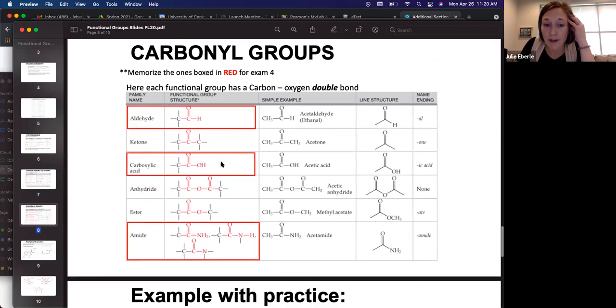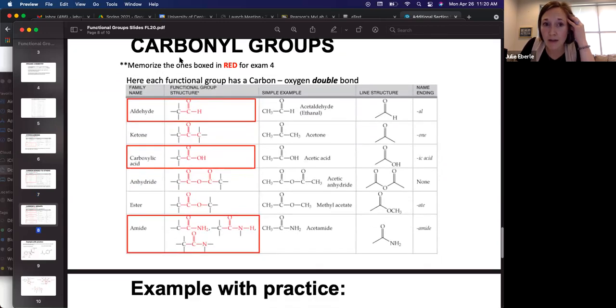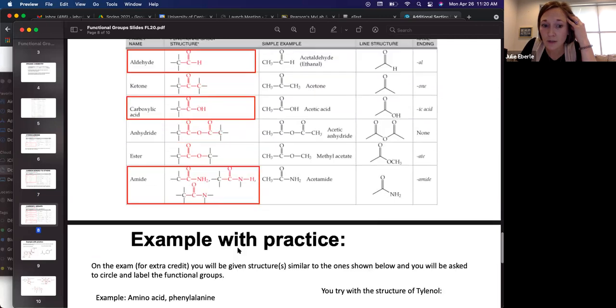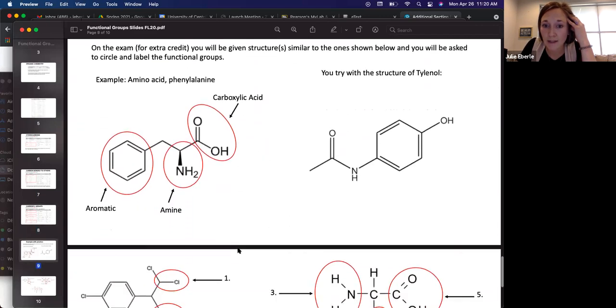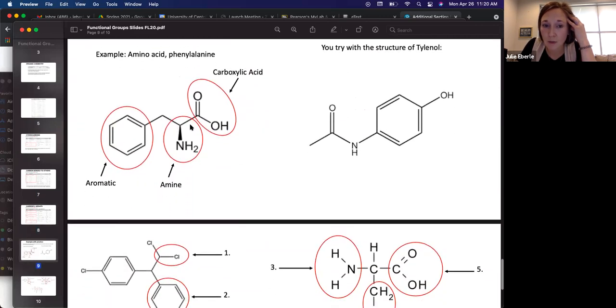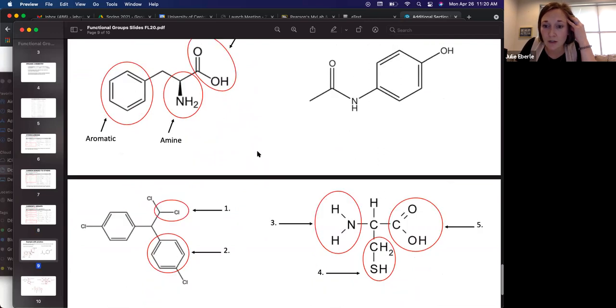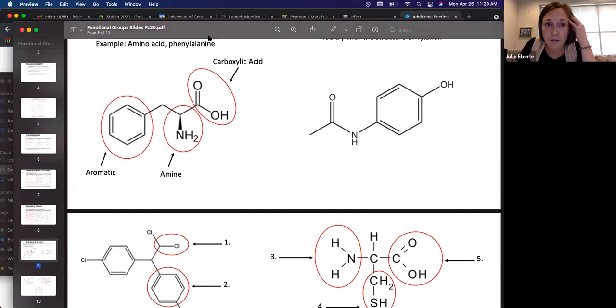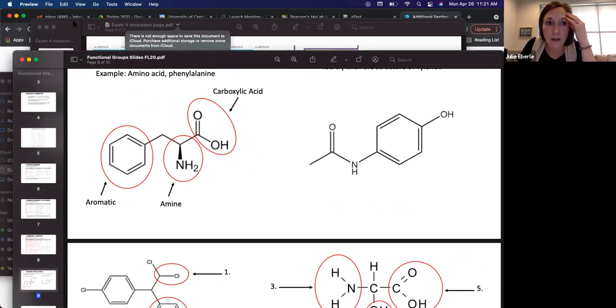Where it gets more complicated is when you have these carbonyl groups, because each functional group has a carbon-oxygen double bond. So there's all different kinds of carbon-oxygen double bonds here. Here's where I give you some practice and I'll walk through different examples and I say, okay, what's that? That's an amine. What's that? It's a carboxylic acid. All right, so let's see if we can name some of these.